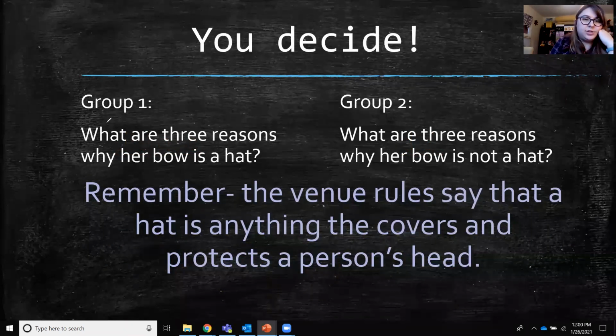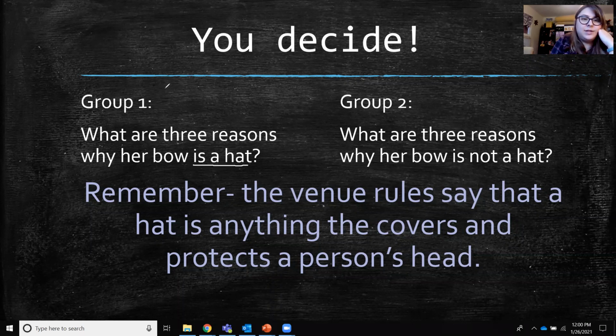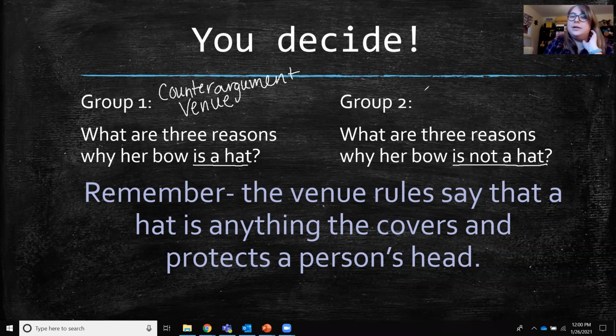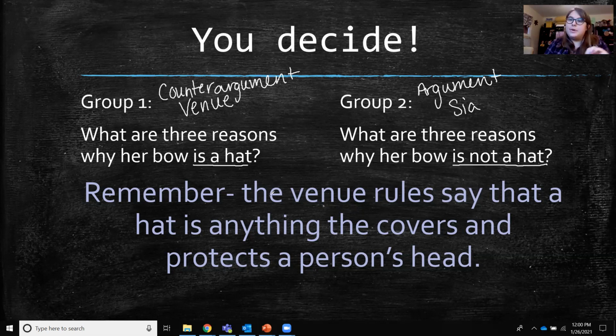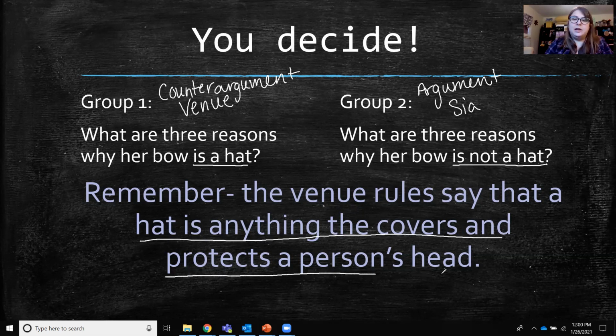So for the first group of reasons, we're looking for 3 reasons that her bow is a hat. So this is our counter argument. And this is what we would argue if we were on the venue's legal team. And our second group of reasons, we're arguing that her bow is not a hat. So this was our first argument. And this is the argument we would make if we were on Sia's legal team. So what we want to keep in mind is that the rule says that a hat is anything that covers and protects a person's head.